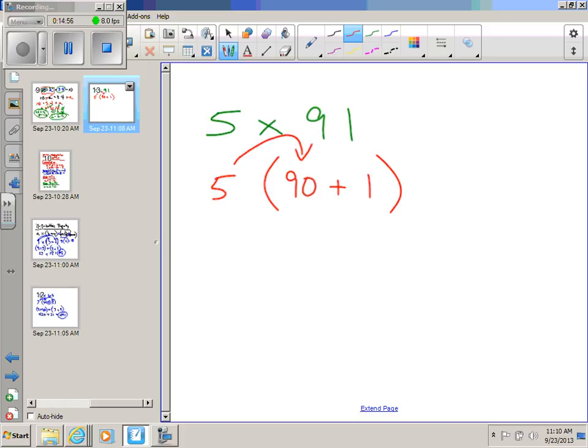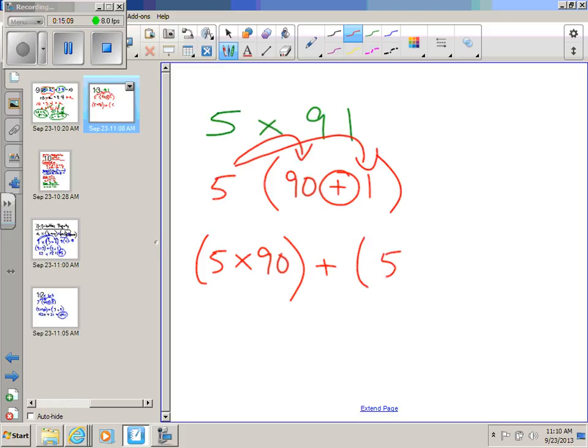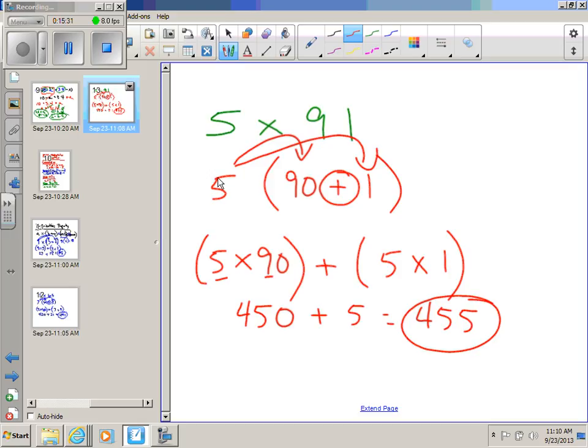Okay? So distributive property says I'm going to take that number on the outside. I'm going to multiply it to the first number in the parentheses. Since I'm adding, I will add whatever I get there to the number on the outside times the second. 5 times 9? 45 with a 0? 450? And 5 times 1 equals... not so bad. It's not.